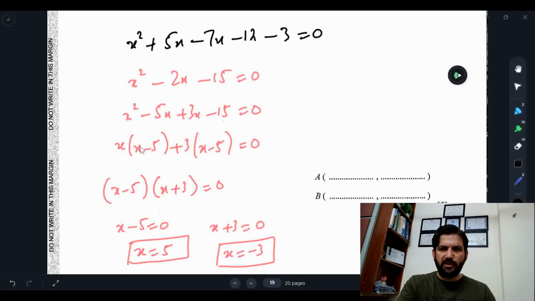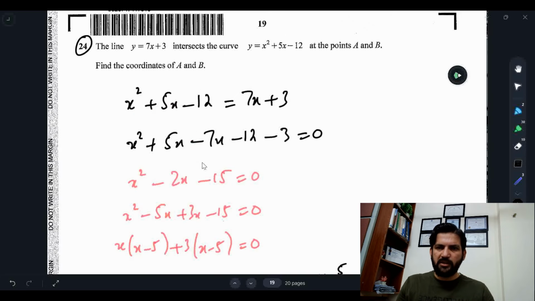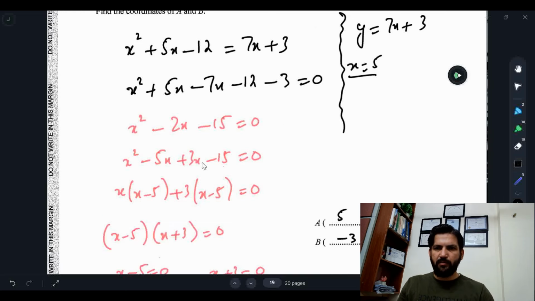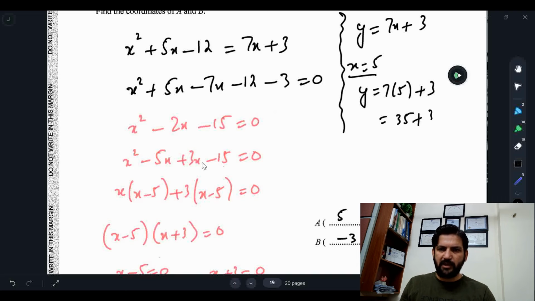Now what you have to do, just put it in any of the equations and you will get the corresponding value of y, like y is equal to 7x plus 3. Just put x is equal to 5. You will get y is equal to 7 into 5 plus 3. So this will be equal to 35 plus 3, which means 38. So this will be 38. And when x is minus 3, y is equal to 7 into minus 3 plus 3. So this will be equal to minus 21 plus 3, which means minus 18. This will be the final answer.